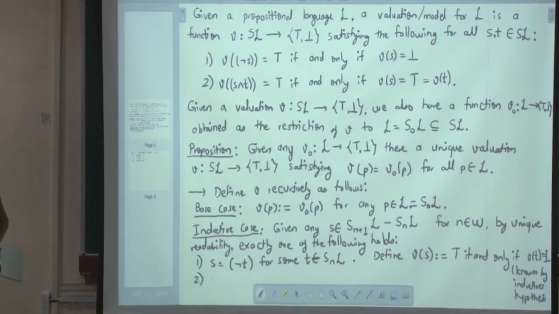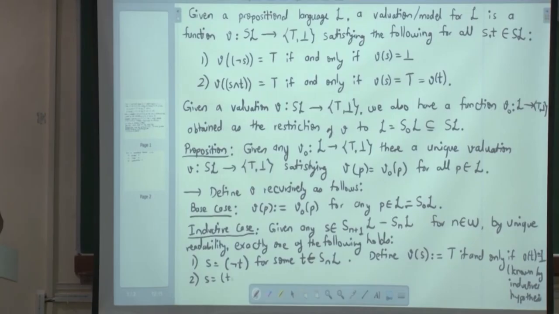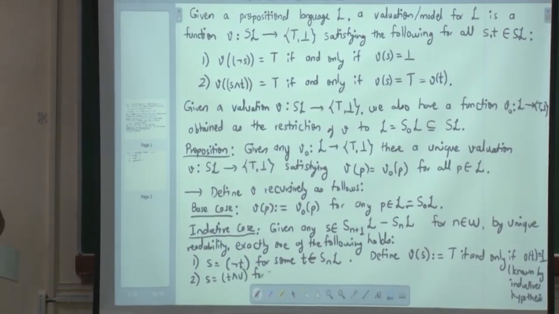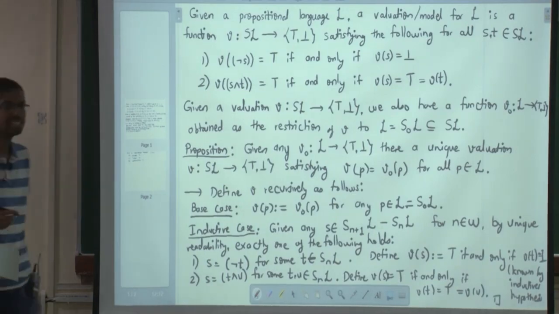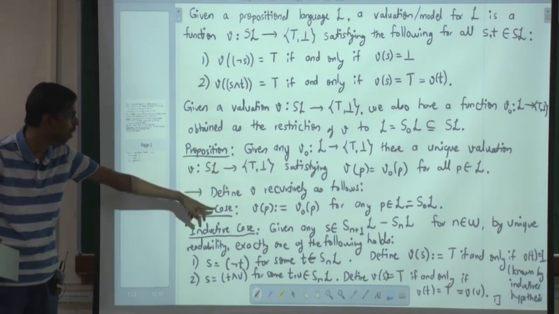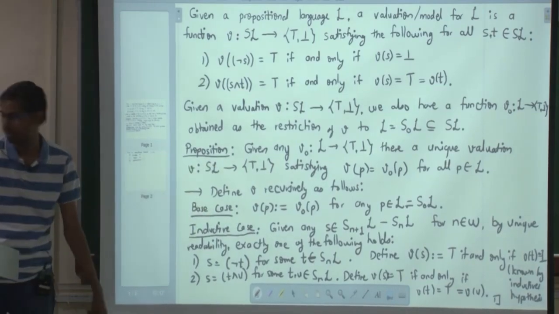Okay, and secondly, what can it be? S is equal to T conjunction U for some T and U in SNL, and in this case define V of S is equal to true. Whenever I say define, then I use colon equal to, definition equal, if and only if V of T is true and V of U is also true. And that is how you define a function. It clearly agrees with V0 on L, and that is the end of the proof.